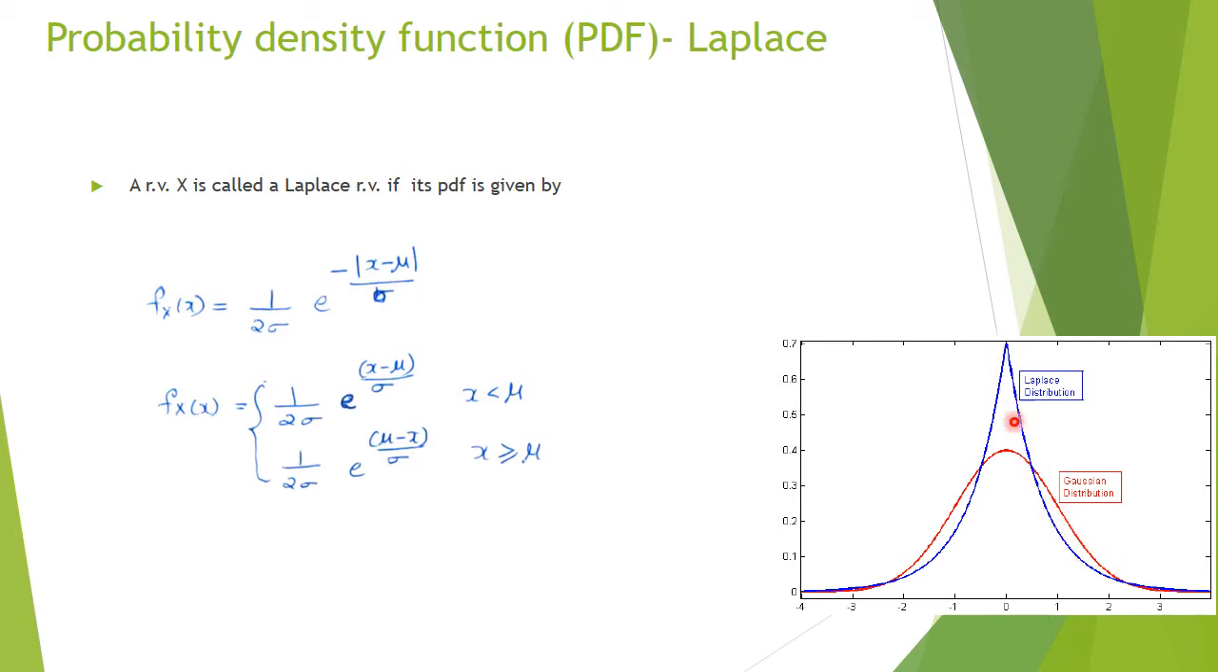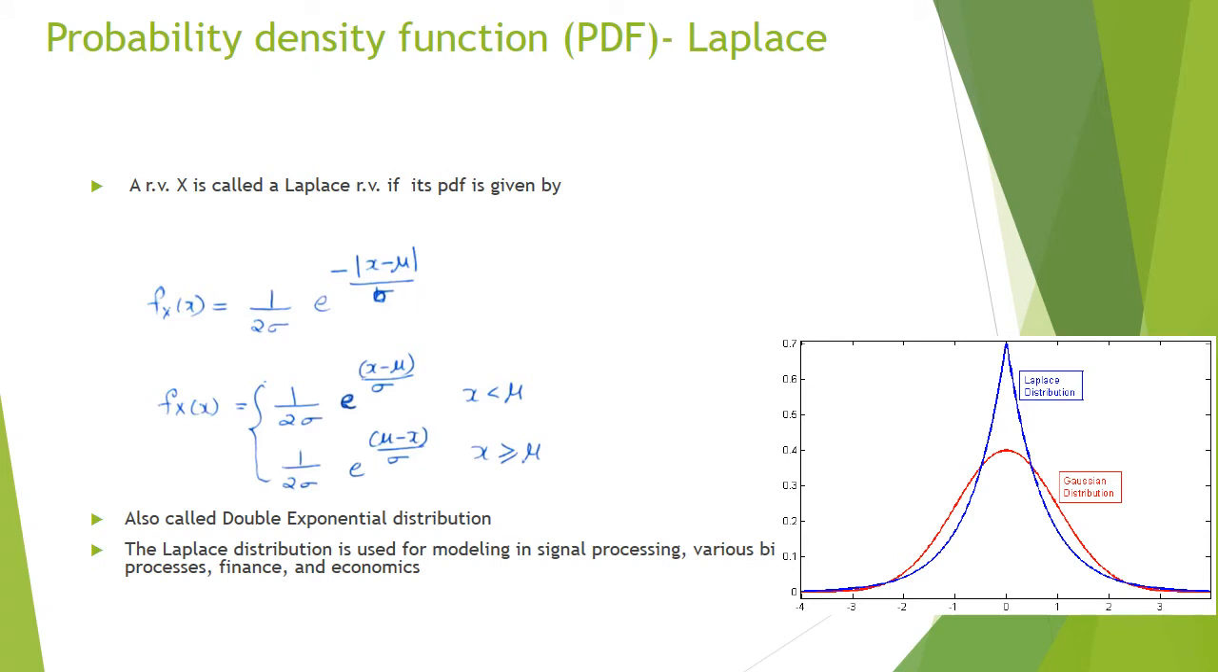One part of this graph is actually an exponential distribution. On the other side also it is an exponential distribution, but an exponential distribution has only one side, whereas the Laplace distribution has both sides. That is why it's also called the double exponential distribution. The Laplace distribution is used in biological processes, finance, economics, and signal processing applications, and also in financial engineering like credit and exotic options, and insurance claims.